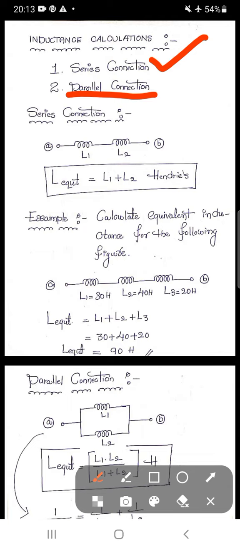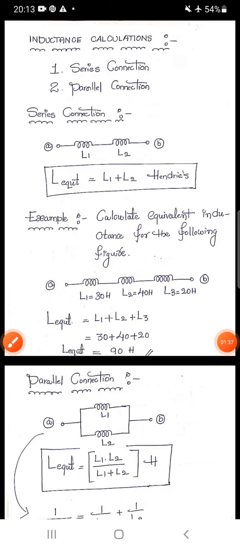The important thing is, if two inductors are connected in series, how do we find the equivalent inductance, or if two inductors are connected in parallel, how do we find the equivalent inductance? These are the two questions we need to raise here. We are going to discuss these two types of connections in this video, and with the help of one problem, we can see how to calculate the equivalent inductance.